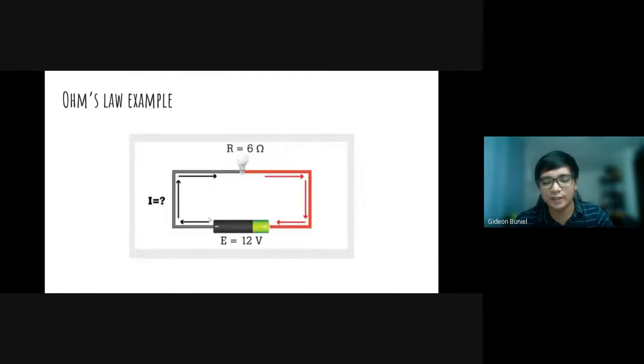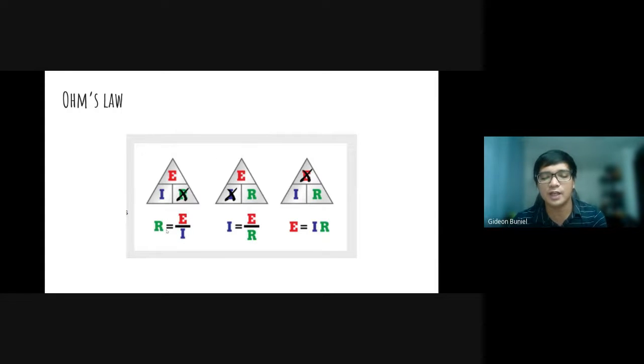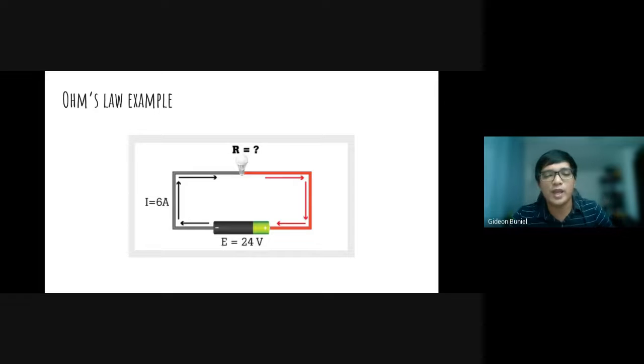Since we now know how to calculate this one, we'll proceed to the R. As you can see here, the formula for the calculation of resistance is E over I. So we have here E of 24 volts divided by 6. So what is 24 divided by 6? That is 4. We can do it mentally, but to make sure, let's calculate using our calculator. 24 divided by 6. So our resistance here is 4 ohms.